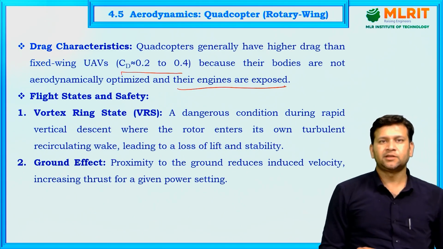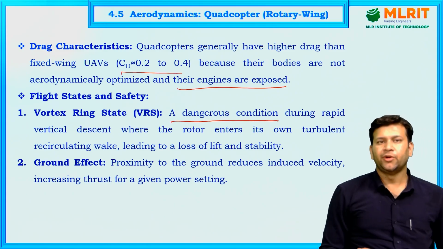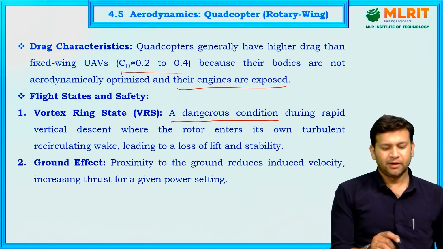Flight states and safety. Vortex ring state. It's a dangerous condition during rapid vertical descent where the rotor enters its own turbulent recirculating wake, leading to a loss of lift and stability.